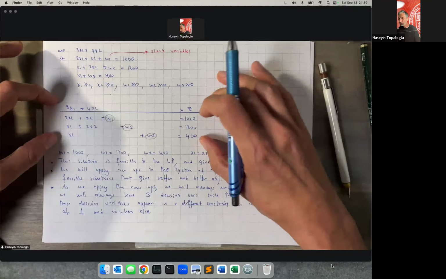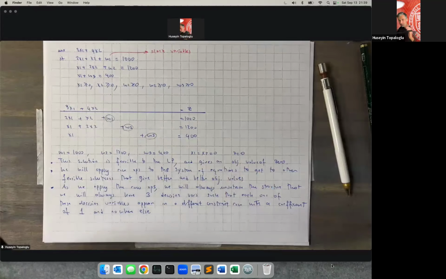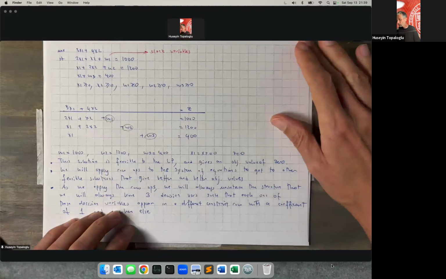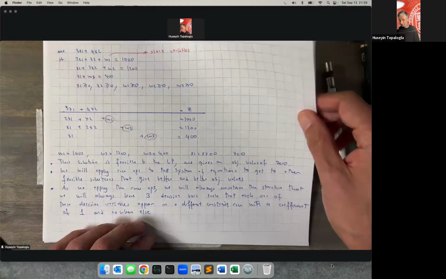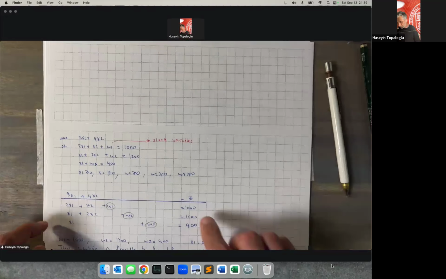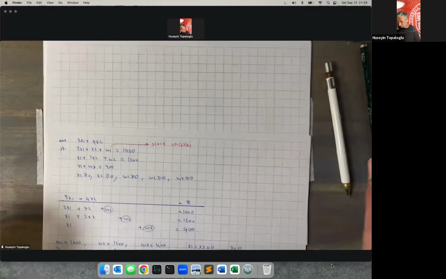Let's apply row operations to the system of linear equations so that we get other feasible solutions with better and better objective values. But as we do that, we'll always have three decision variables such that each appears in a different constraint row with a coefficient of 1. Okay, let me copy the system of linear equations.